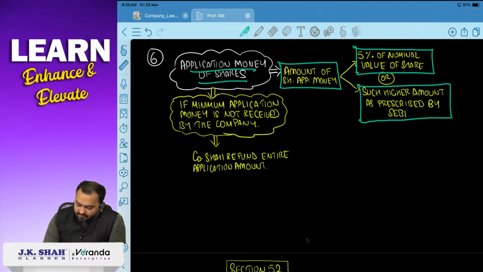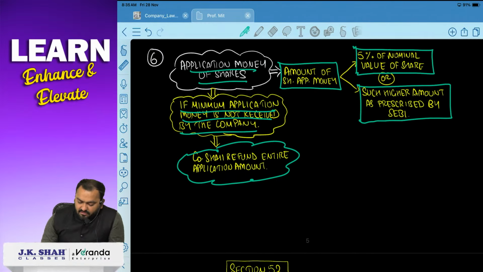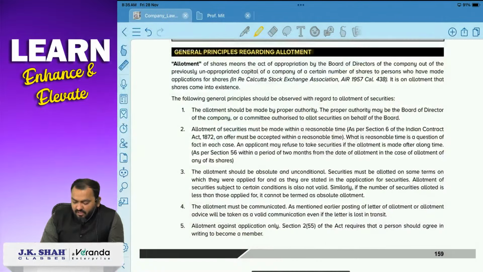Okay, and you know that if minimum applications are not received, then what shall the company do? The company has to refund the entire share application money. Okay, so friends, here in 6 points we are done with the general principles of allotment. You will find the same thing in your module here also.